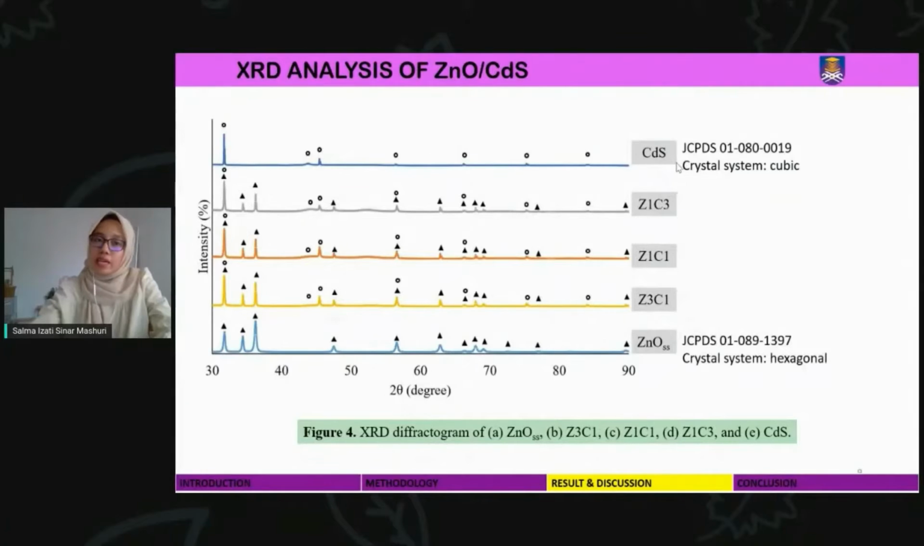Okay, next is the XRD analysis. The triangle marks the zinc oxide peaks, meanwhile the circle marks the cadmium sulfide. So it confirms that in the composite we can see both characteristics inside the photocatalyst. The photocatalyst shows as crystalline.